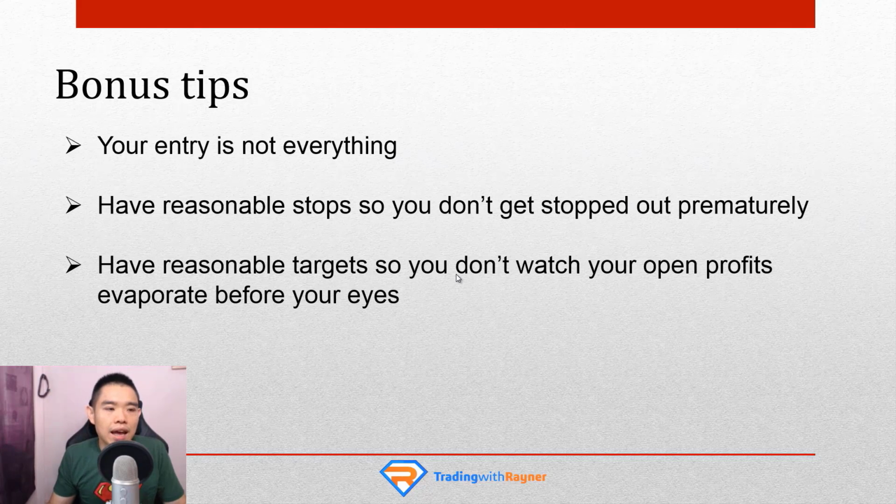Number two, have reasonable targets, so you don't watch your open profits evaporate before your eyes. Because some traders I know set their entry and think, oh, my risk to reward must be good. So they risk $1 and their profit target is a 1 to 10 risk reward ratio. So their target is so far away. Doesn't make sense. The market doesn't care where you set your targets. It goes where it needs to go.